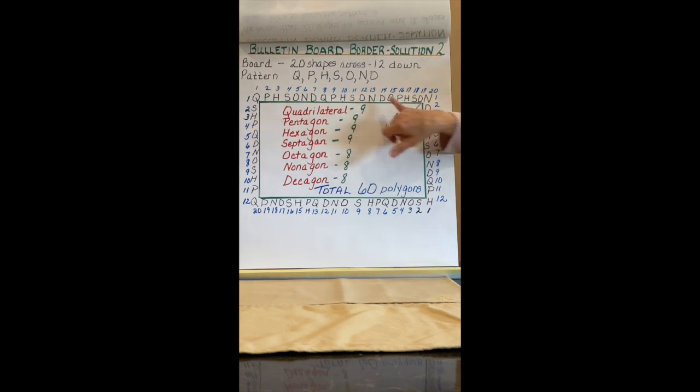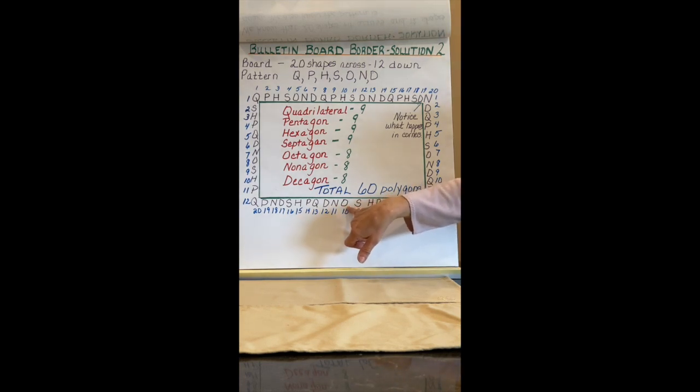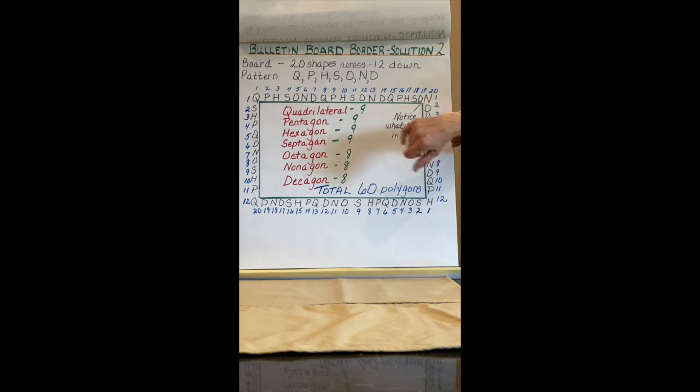Octagons, 1, 2, 3, 4, 5, 6, 7, 8. I only have 8 octagons, 1 less. And my nonagons, again, 1, 2, 3. If I continue around, I only got 8 nonagons. Decagons, same thing, 1, 2, 3, all the way around, I got 8 decagons.